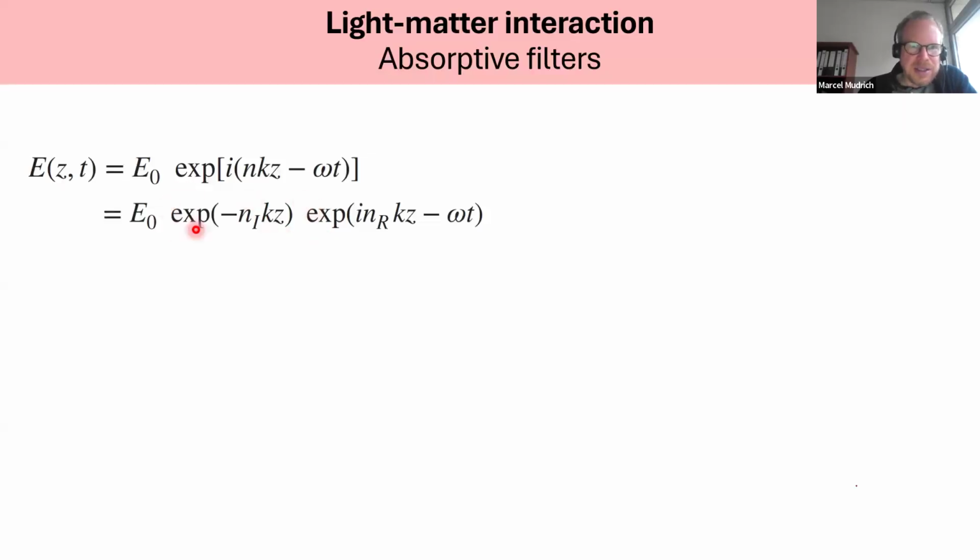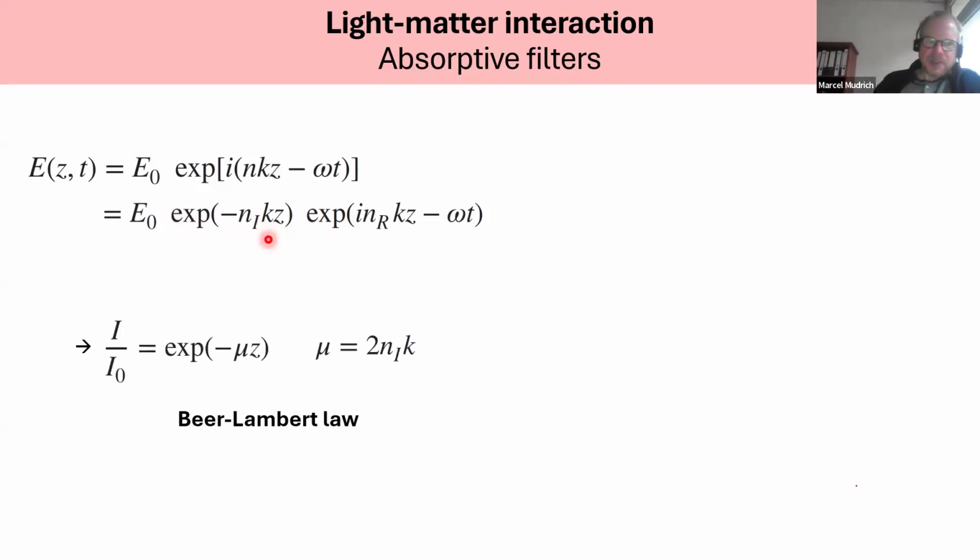And that is a term that damps the amplitude exponentially. So if we take the modulus square to get the intensity, then we arrive at this famous expression where the intensity is exponentially damped with an extinction coefficient mu, which is just given by 2n, the imaginary part of the refractive index, times k, and that is the well-known Lambert-Beer or Beer-Lambert law.